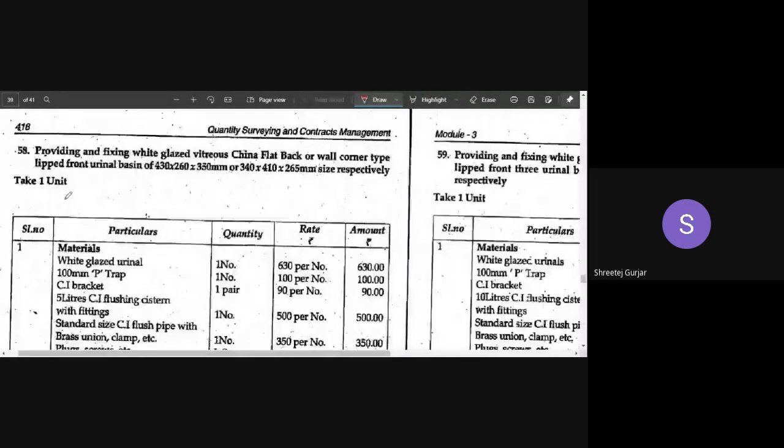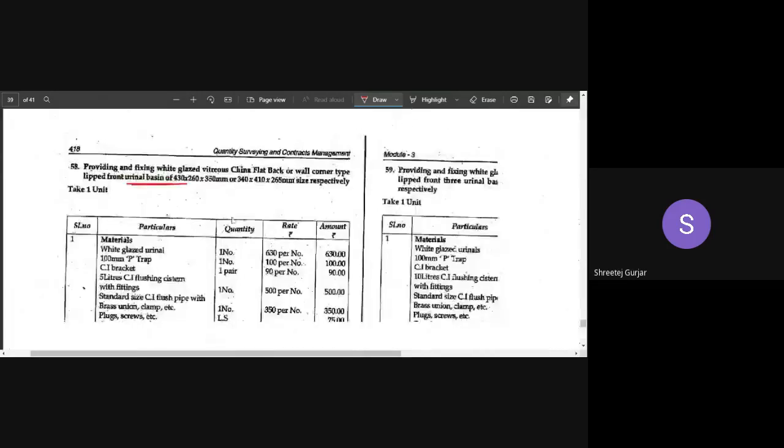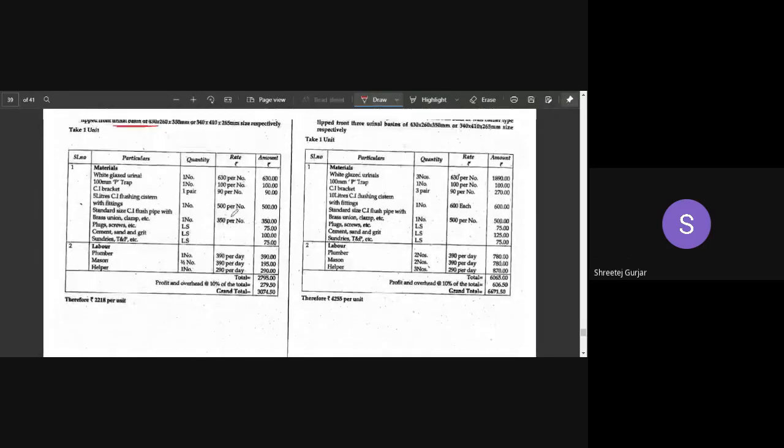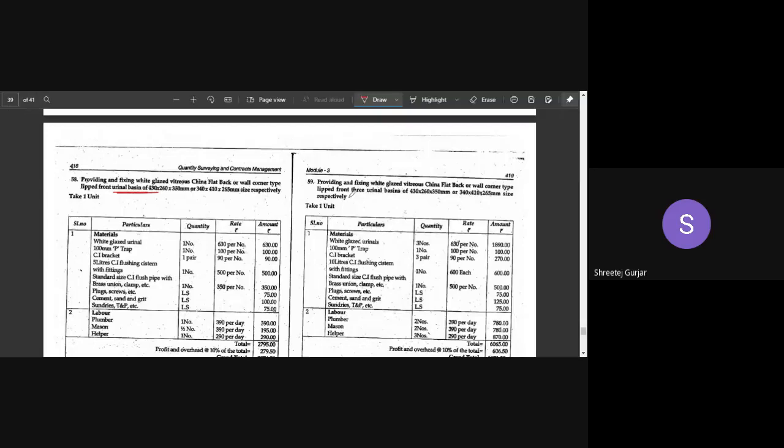Okay, so these are very minor things. These will not be asked in your exam, right? Providing and fixing white glazed vitreous china flat back or wall corner type lipped. Okay, this is a urinal basin. Okay, no problem. All these things are very minor. These are not asked in your exam.